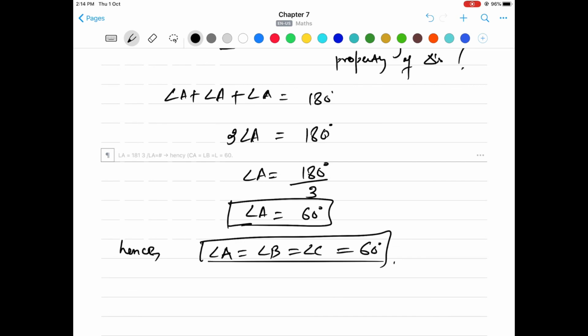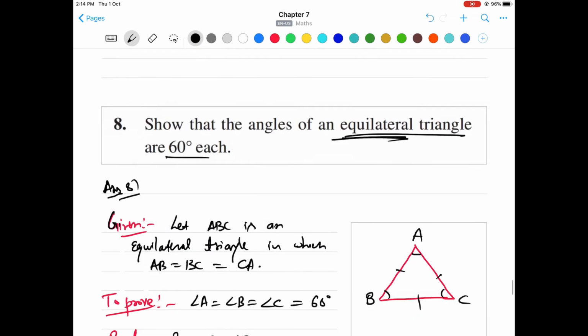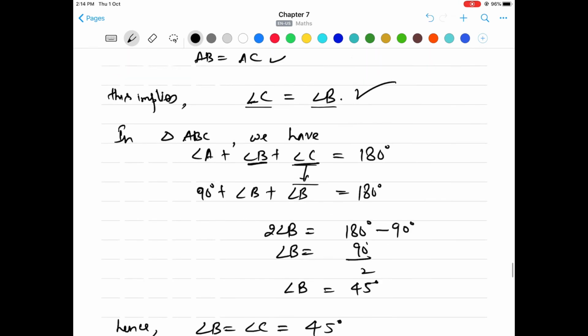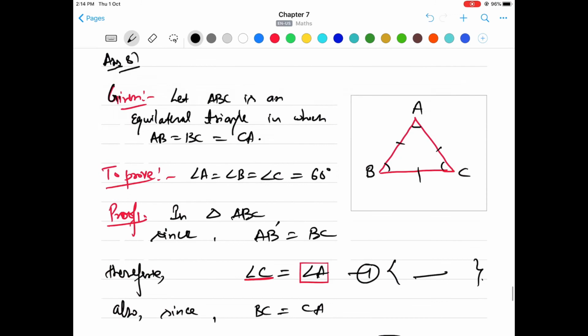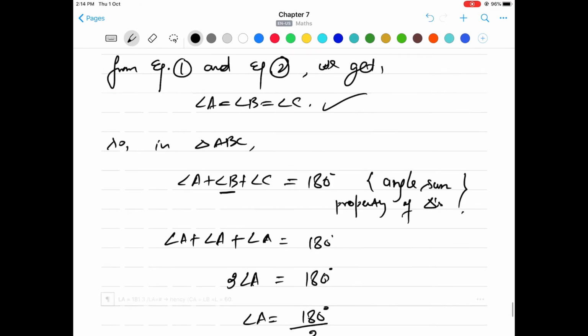Okay, so with this we have completed exercise 7.2, all 8 questions of the exercise. Okay, I hope you understood this question. What you have to do is practice this question multiple times by yourself, only then you will understand them better.